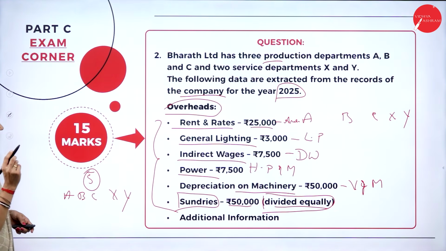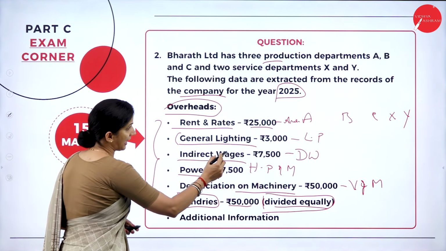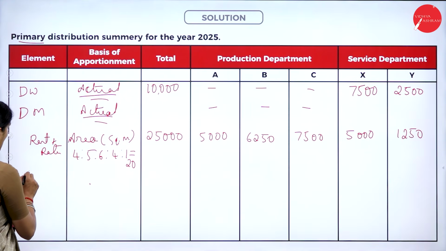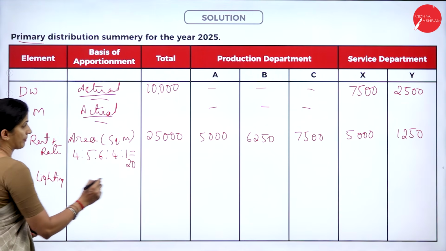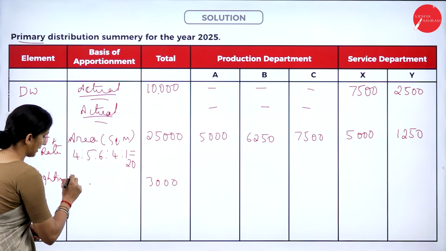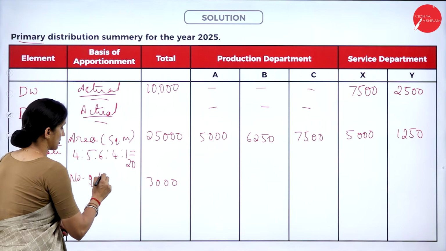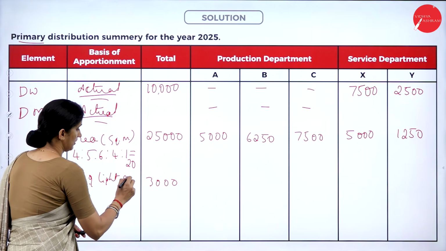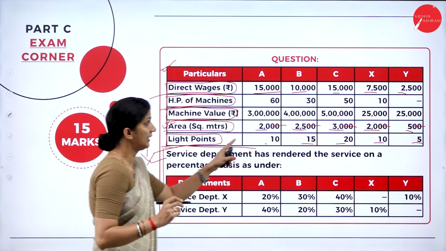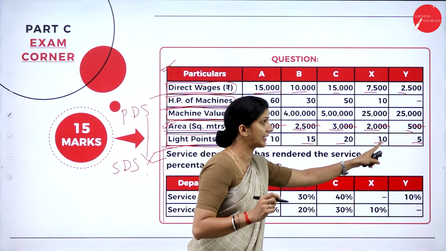Next, after rent, we have general lighting, which is 3,000. So we have general lighting, total amount 3,000. To allocate this one, we have the number of light points. So what is the ratio of the number of light points? Here 10, 15, 20, 10, 5.